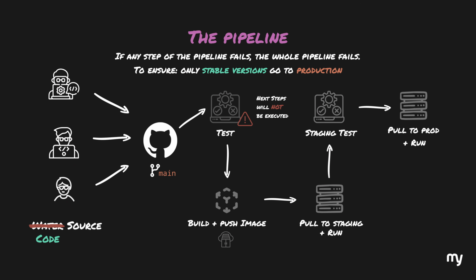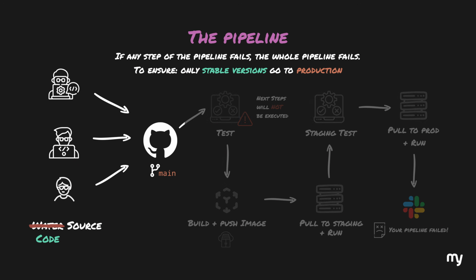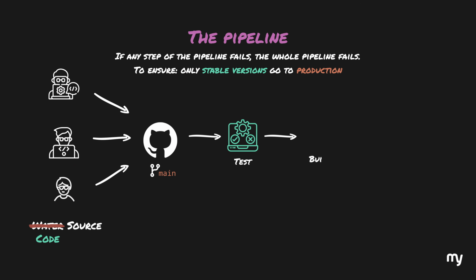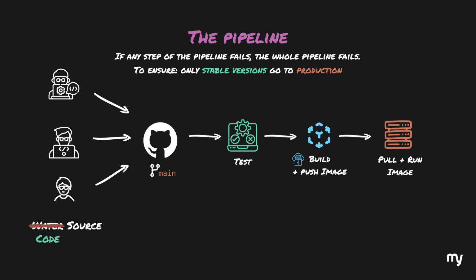The pipeline is fully customizable. For example, you can add steps for checking the code quality or notifying your team once the pipeline has completed. In this video, we will keep it simple. Our pipeline will have only 3 steps. It will test the application, build and push it to the Docker registry, and then deploy it to the server. So let's do this process step by step.